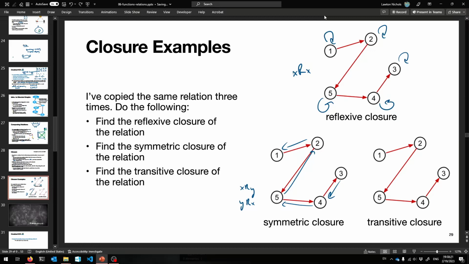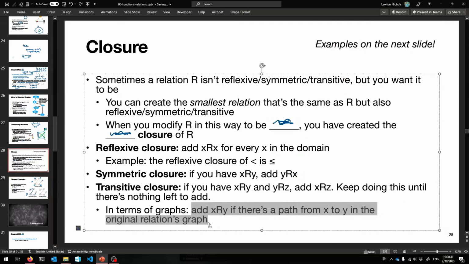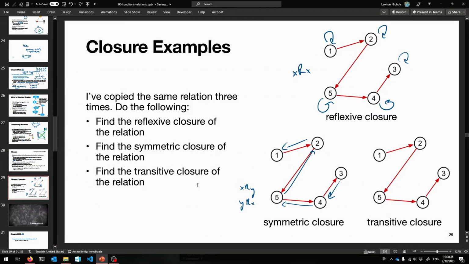And then finally, the transitive closure. Let's find the transitive closure of this relation. I can do it from the original example, but it really is easier to think of it in terms of add an arrow if there is a path. That's going to make it easier in your mind, I think. But just from the rules, if you have x related to y and y related to z, then if it's transitive, and we're forcing it to be transitive, you better add x related to z. Okay? So here's the idea.